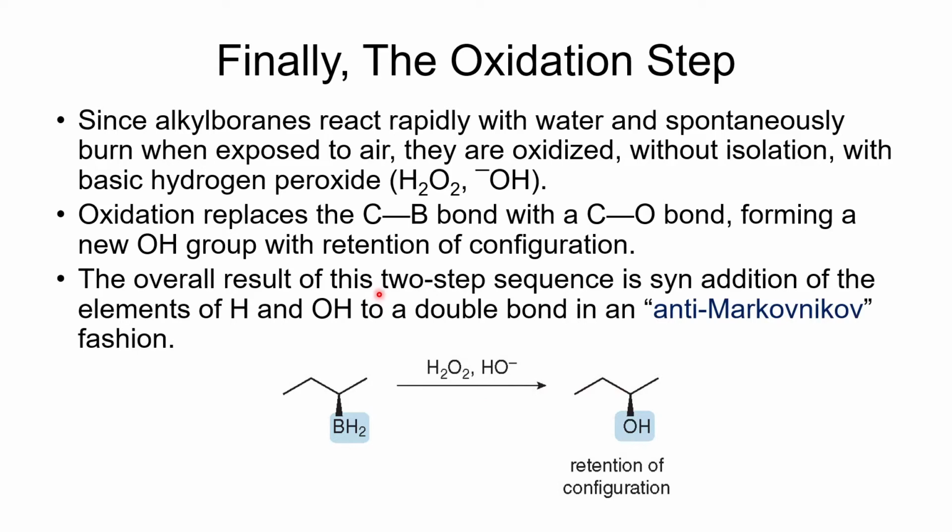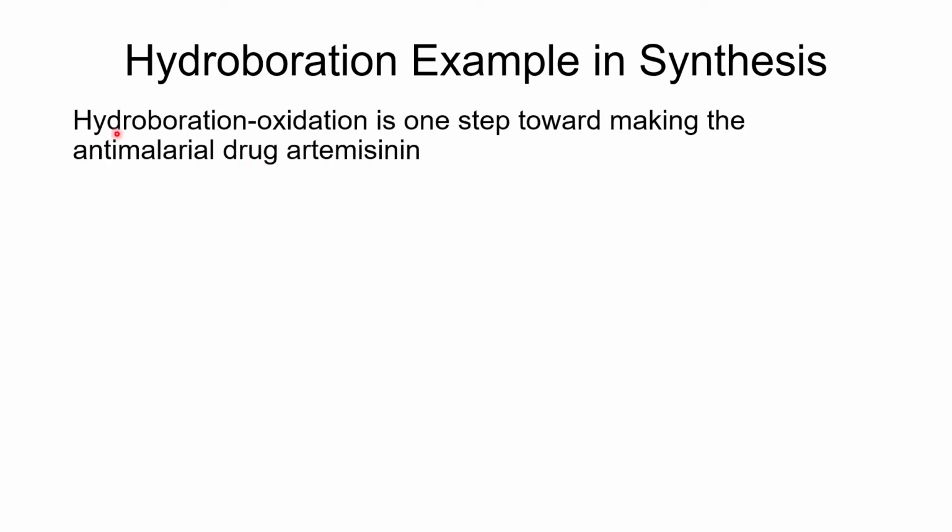And since it does syn-addition, and we are able to add the hydrogen to the more substituted carbon and the boron to the less substituted carbon, and therefore the OH to the less substituted carbon, we refer to this as anti-Markovnikov addition. So let me show you an example of this anti-Markovnikov. So here we've got hydroboration oxidation.